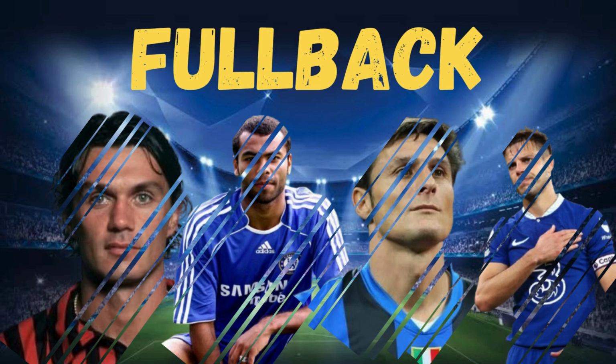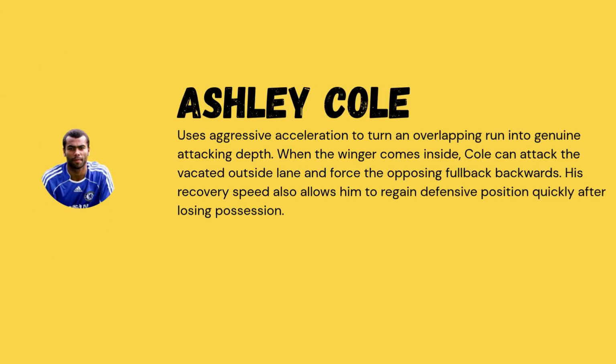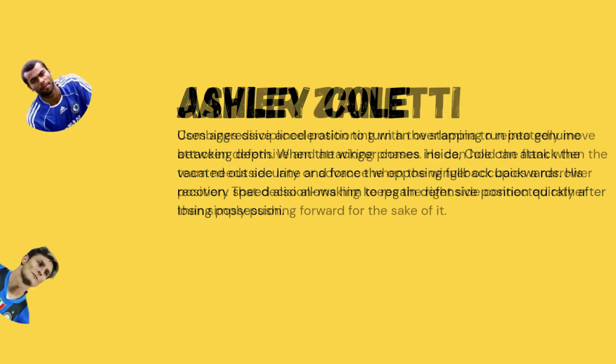The traditional fullback is built around balance. They protect the outside channel defensively, provide width and possession, and overlap when the winger moves inside. That overlap creates a 2 versus 1 possibility, or forces a defender to choose between the winger and the runner.